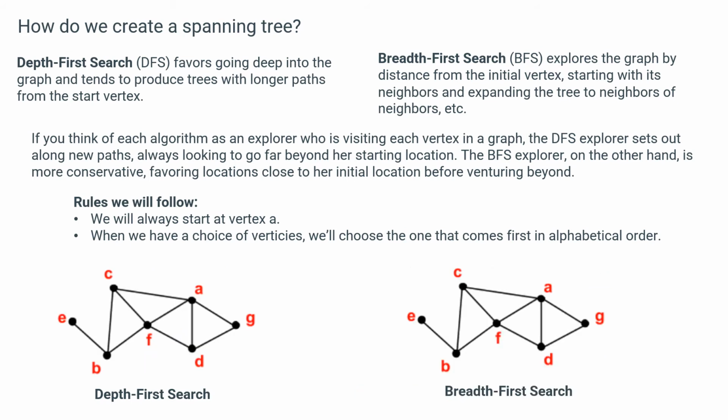Okay, here's another graph, and we're going to find a spanning tree each way. Depth first search and a breadth first search. So depth first, again, we start with A and we say, where can we go from A?